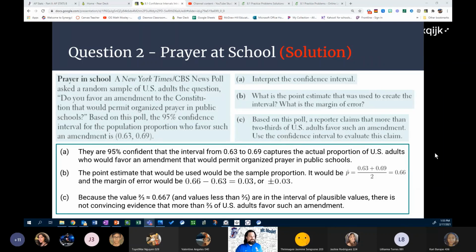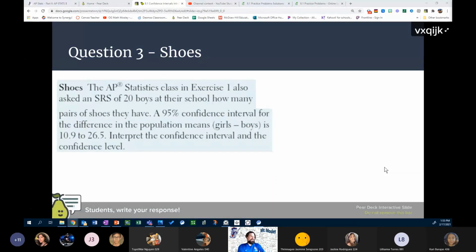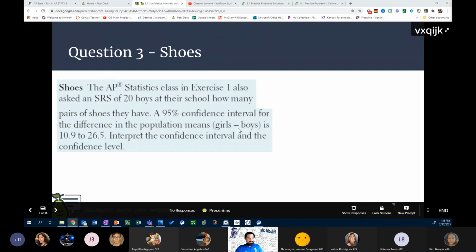All right, so we're going to hit the next question. This one's about shoes. The AP Statistics class, in a previous example that we don't have on here, took an SRS of 20 boys at their school and asked them how many pairs of shoes they have, and they also did the same for girls in the previous question. They end up with a 95% confidence interval for the difference in the population means, girls minus boys, and this is 10.9 to 26.5. We need to interpret the confidence interval and the confidence level.